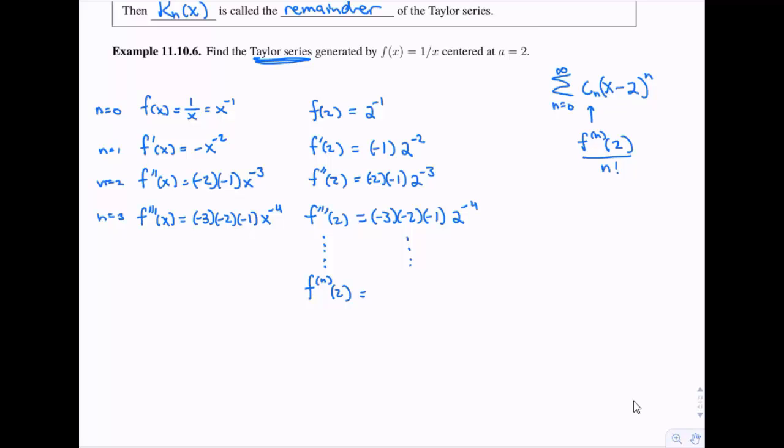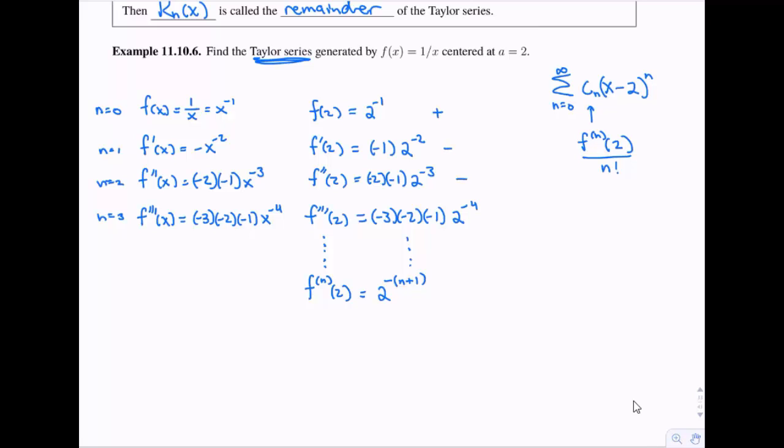Okay, so maybe I'll start with these powers of 2, right? So the powers of 2, they start at negative 1, then go negative 2, then go negative 3, then go negative 4. So it's like 2 raised to the negative (n plus 1), right? It's negative, but it's always 1 higher than the value of n, right? So at n equals 3, for instance, we have 2 to the negative 4. Okay, so I think I'm happy with this.